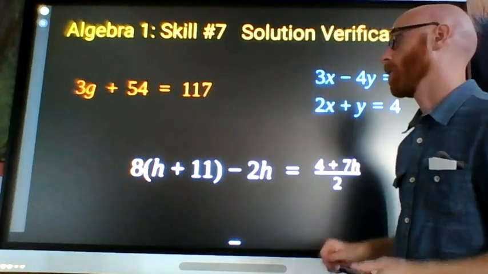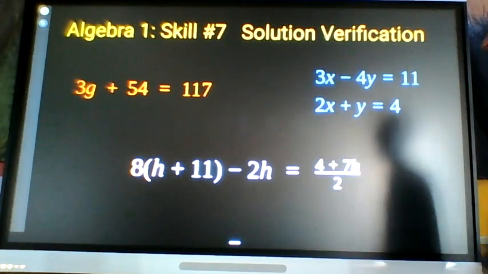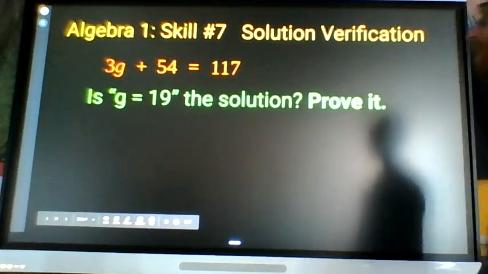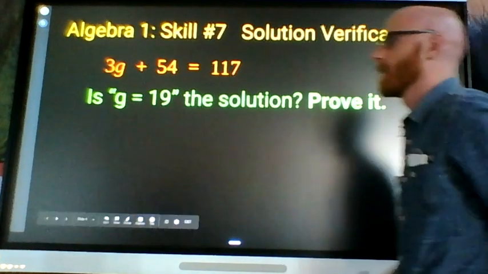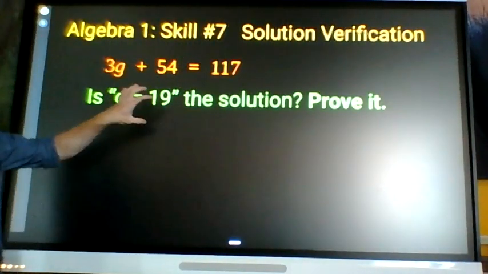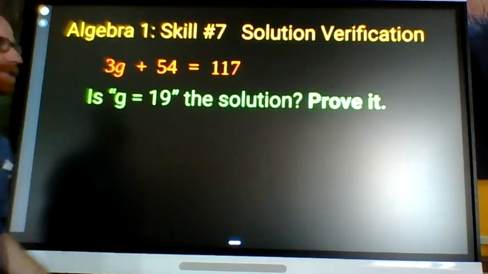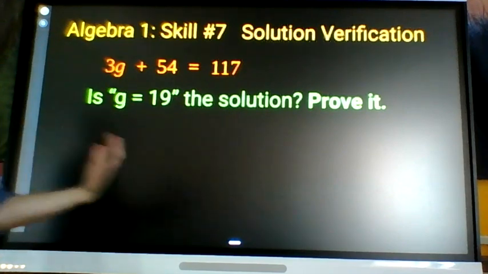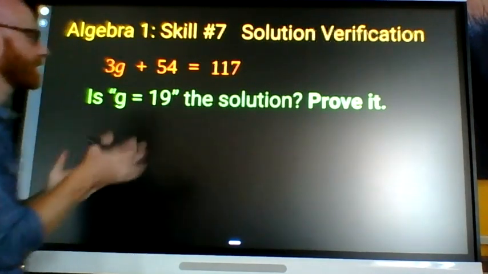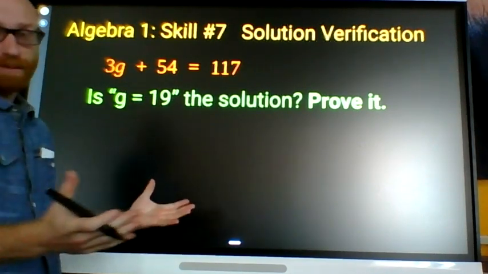Now, we're going to be able to use all of these types of equations to do what I'm going to ask for today. What I'm going to ask for today is a yes or no question. Is this g equals 19 the solution to that equation? And if you're going to tell me yes, you have to prove it. And if you're going to tell me no, you have to prove it. It's not that tough to prove. This is what we do. We just try it.